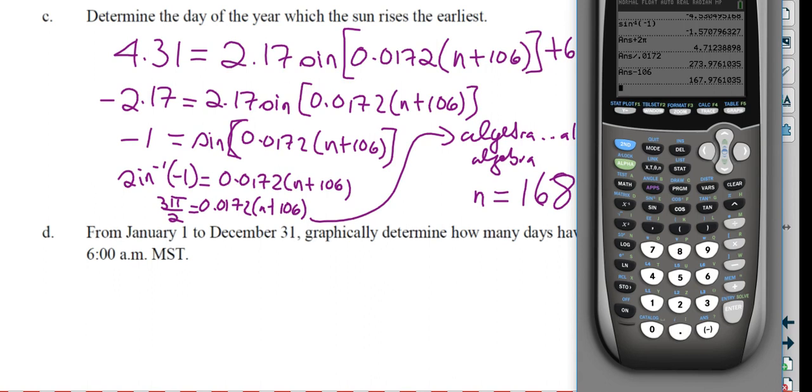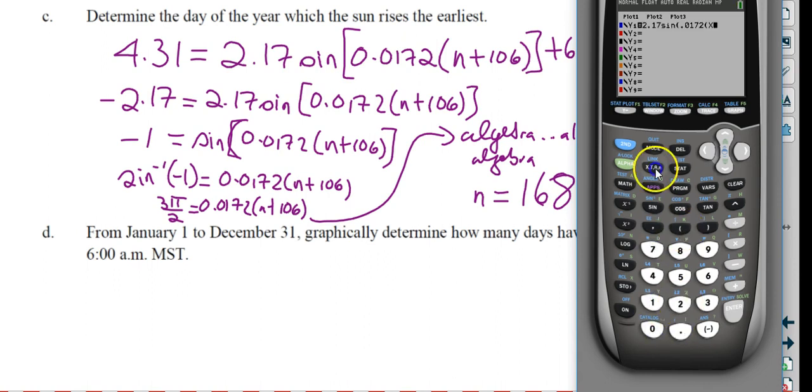So what are we going to do? Graphically determine. So we're going to graph the equation. So it's y equals 2.17 sine of 0.0172 times the bracket x plus 106, bracket again, and then plus 6.48. Okay.